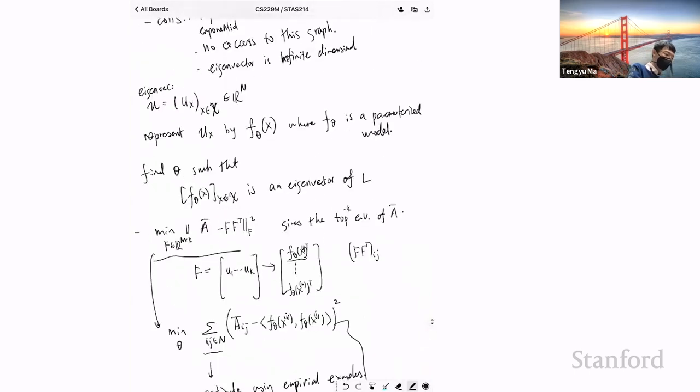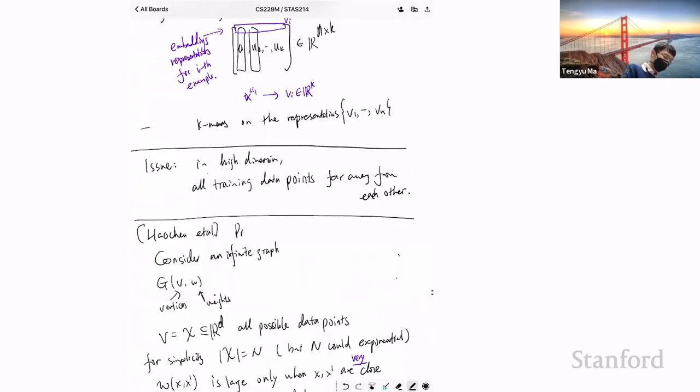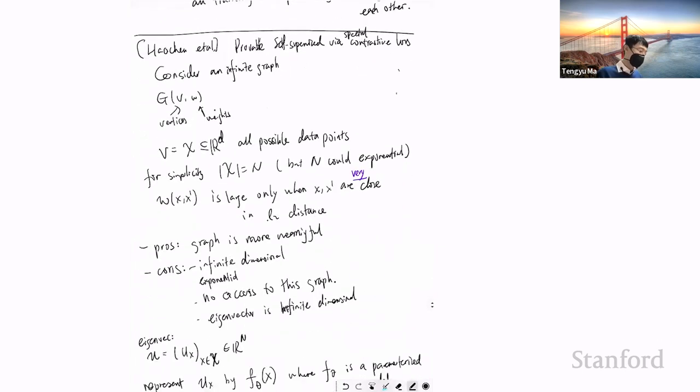I think the title of the paper is something like provable self-supervised learning via spectral contrastive loss. I think from this you can search and find the title.